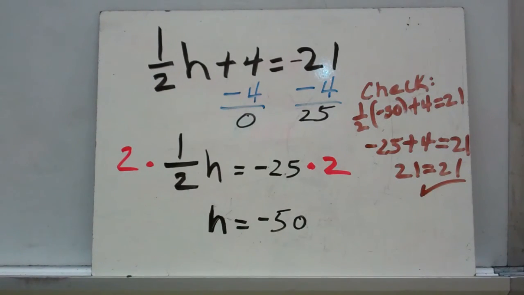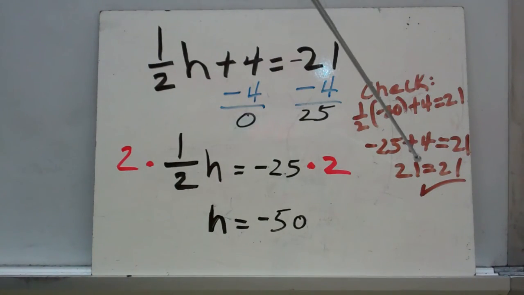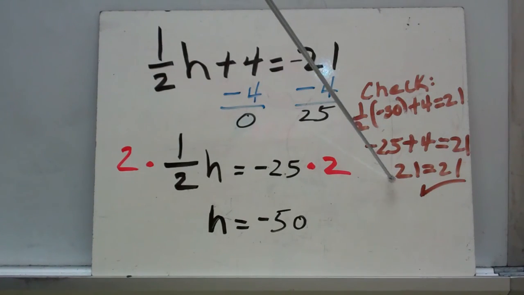And let's double check that. So we have 1/2 times, and we're going to substitute in negative 50 for h, plus 4 is negative 21. So 1/2 of negative 50 is negative 25. Plus 4 is negative 21. Oops, I'm sorry, folks. That should be negative right there. And so this should be negative 21 is equal to negative 21.